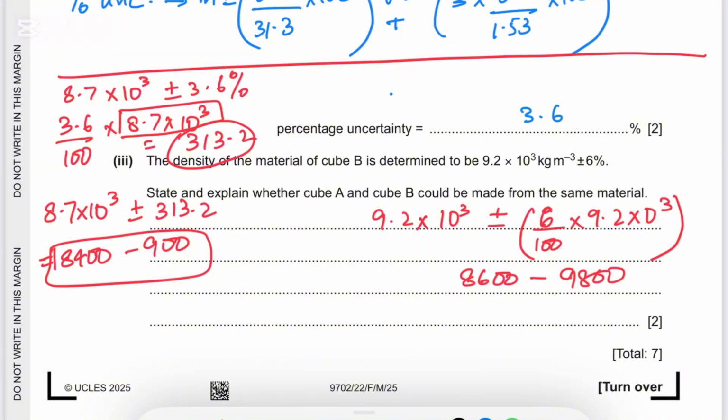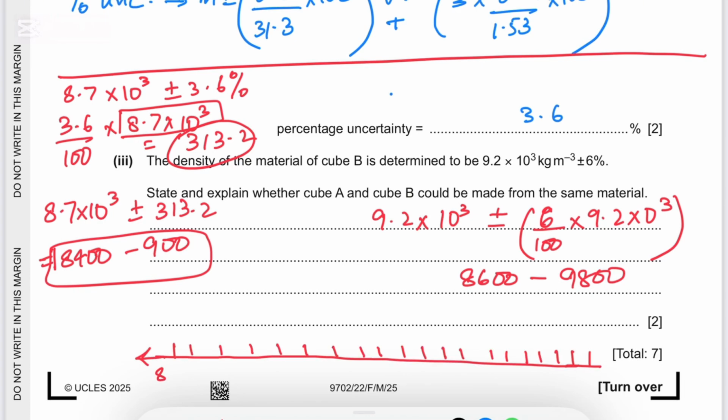Let me put that on a scale to visualize this. Let's say this is 8000 kg per meter cubed, and then you go 100 over with each unit.